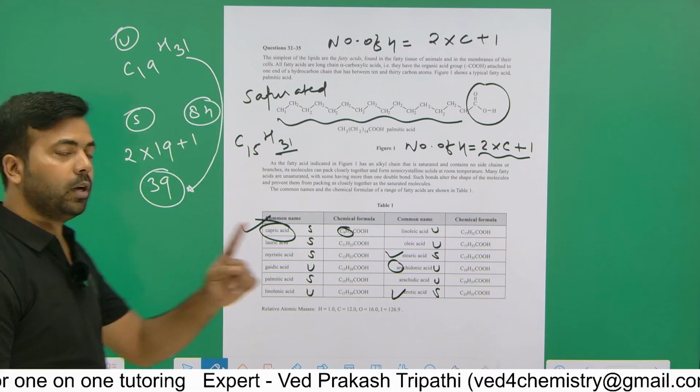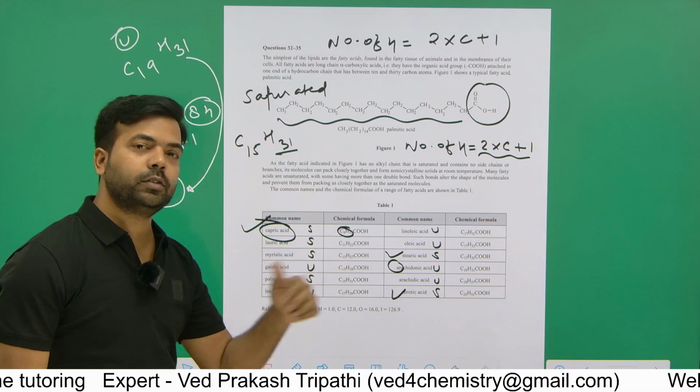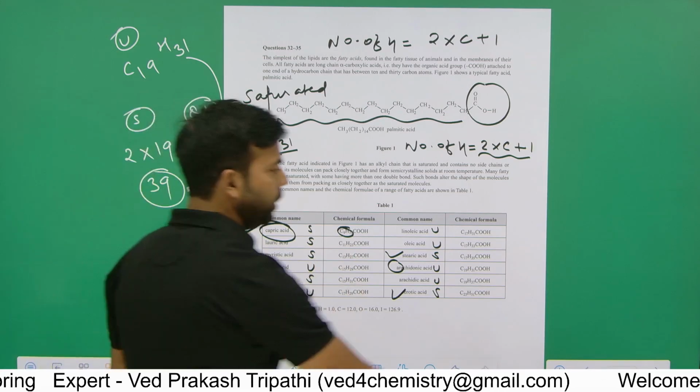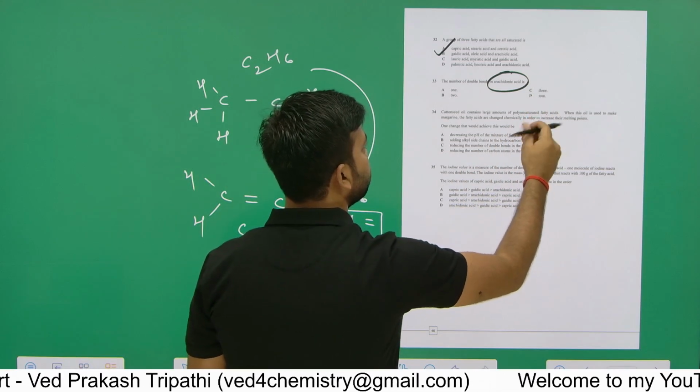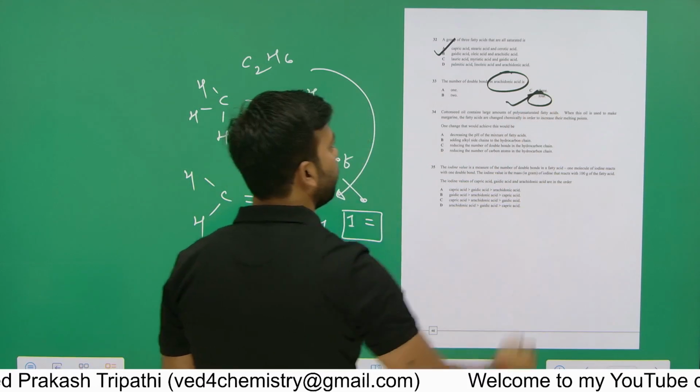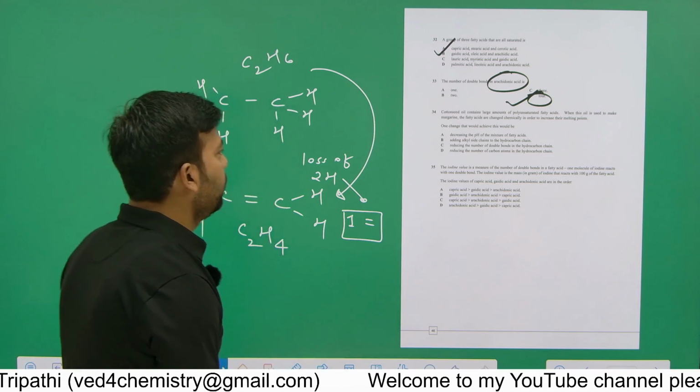So one double bond means loss of 2 hydrogen. So 8 hydrogen means 4 double bonds. Clear? So it should be 4 double bonds here. Arachidonic acid, the number of double bonds will be 4. Clear? Now 34.